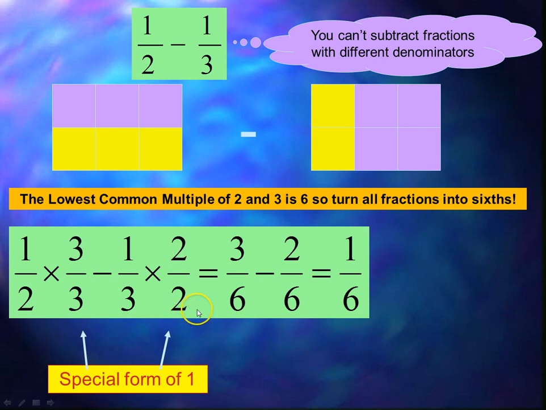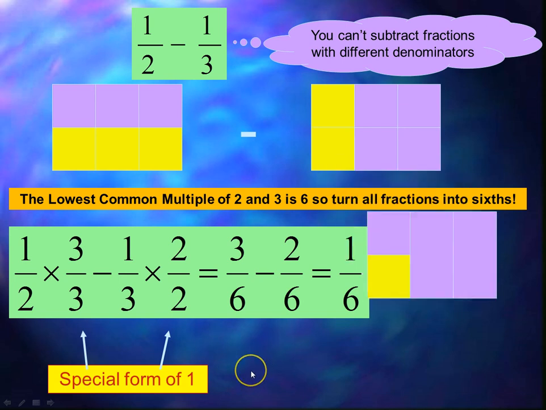And the special form of 1 for this side is 2/2. Okay, so 2 times 3, 6. 1 times 3, 3. 3 times 2, 6. And 1 times 2, 2. So 3/6 minus 2/6 equals 1/6.